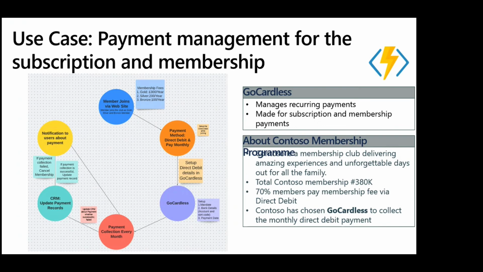GoCardless will have all the details about the customer. So in Azure Function, we don't store any customer information like bank account details. It is all with GoCardless. When GoCardless collects payment from the bank by direct debit, based on the collection, it will send an event to the Azure Function, whether it is a failed payment, a successful payment, or there was some problem with the direct debit. Based on that, we will update the CRM system.